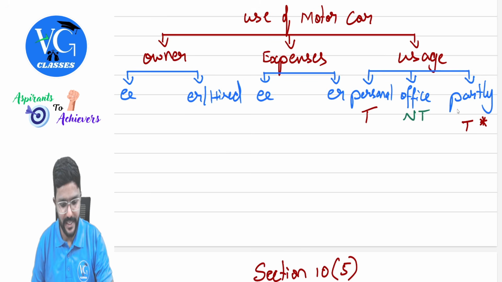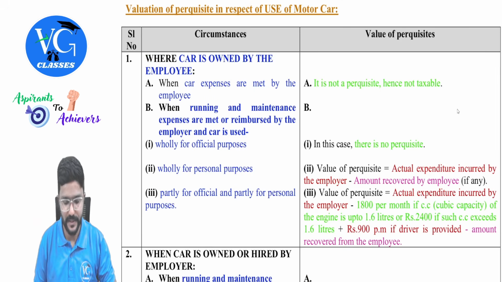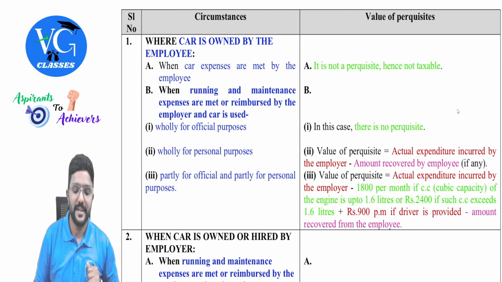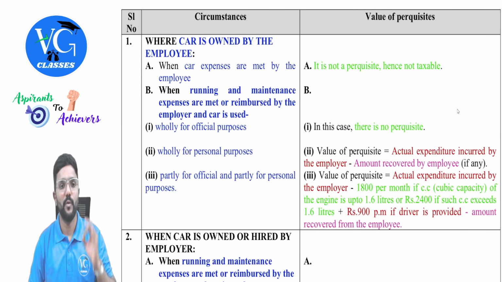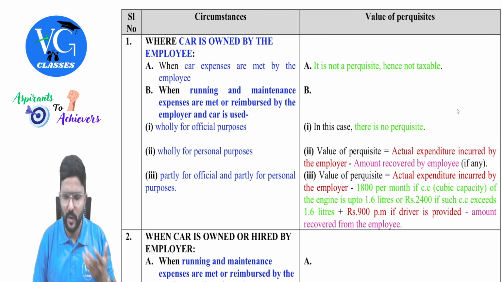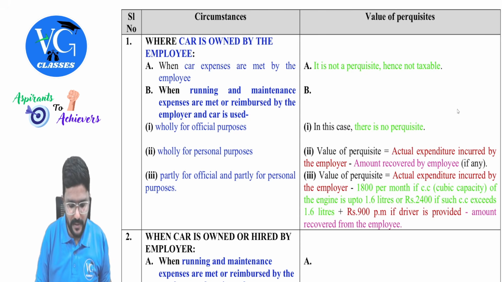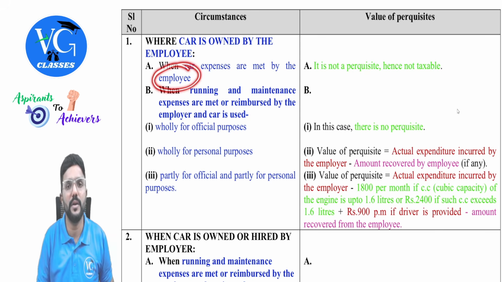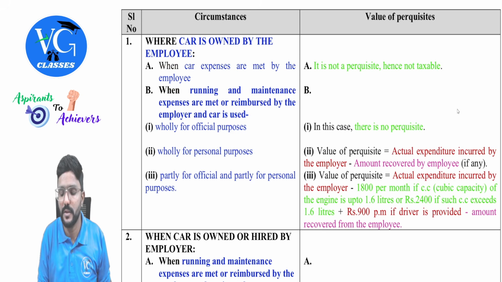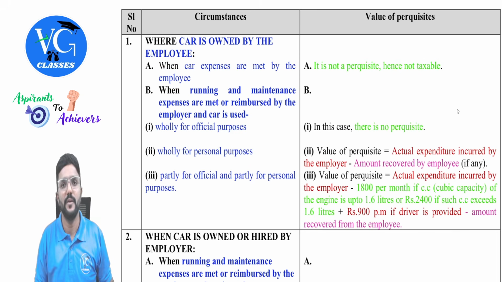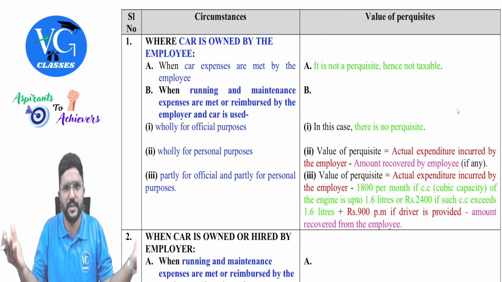Chalo. Now we will get into the provision. First scenario: car is owned by employee. Car is owned by employee means he is not getting any benefit with respect to car. Expenses are also incurred by employee. That means he is not getting any benefit, so nothing is taxable for him. For whatever purpose the car might be used, nothing is taxable for him. Why so? Because he is not getting anything free of cost.